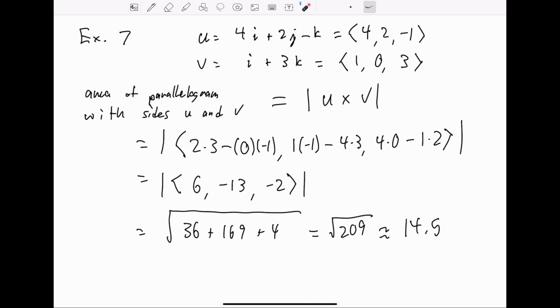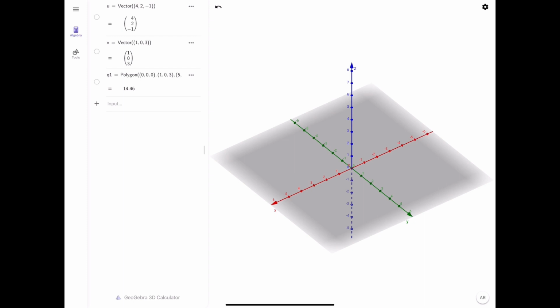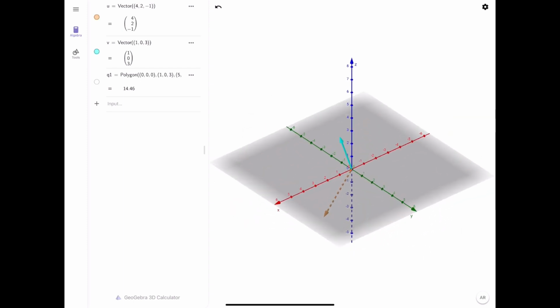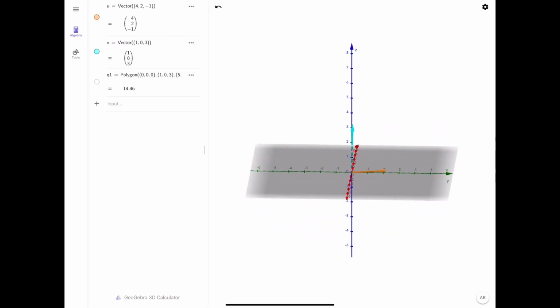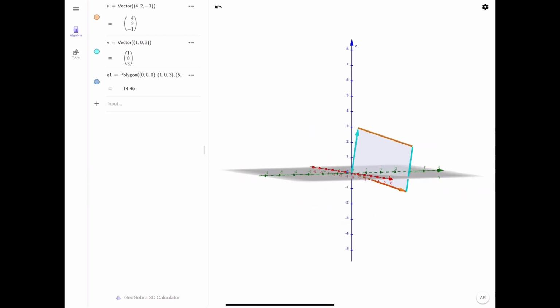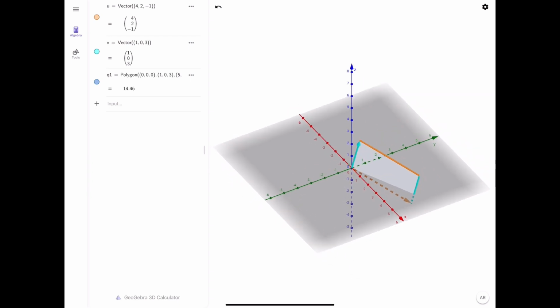Let's use GeoGebra to visualize this. First of all, the vector u is (4, 2, -1). There's the vector u. And the vector v, (1, 0, 3). There it is. We want to find the parallelogram described by these two vectors. That parallelogram looks like this. There it is. And the area we just found is the magnitude of the cross product, and we computed that that's about 14.5. Notice off to the side that GeoGebra actually gives us that area, 14.46.